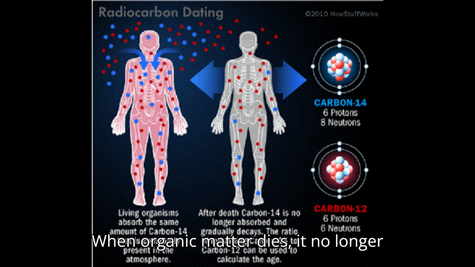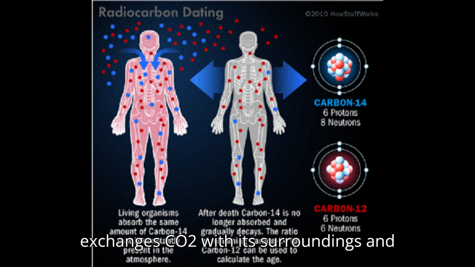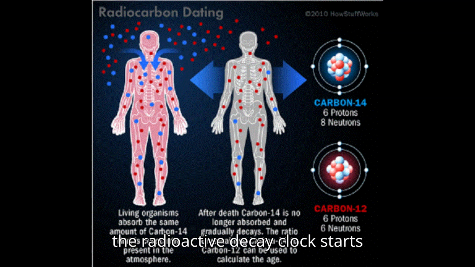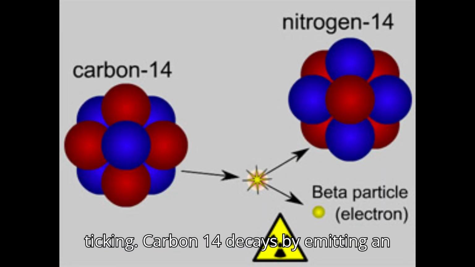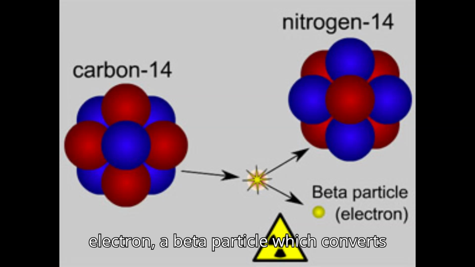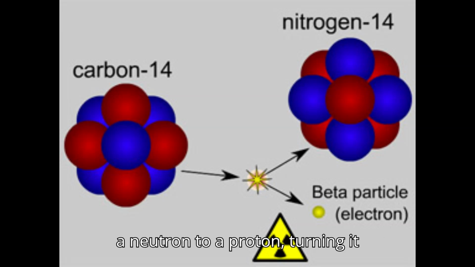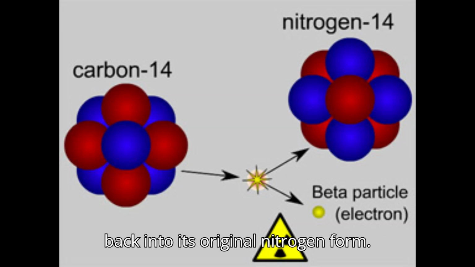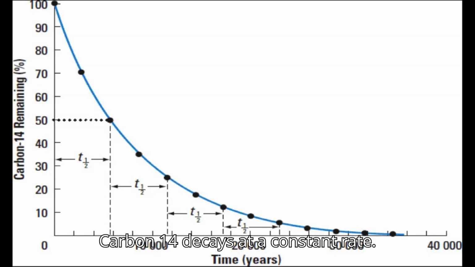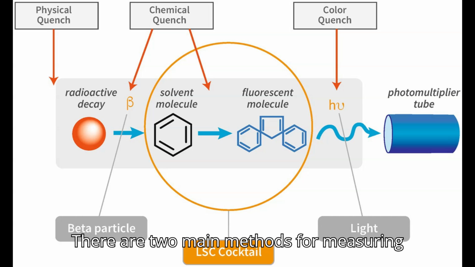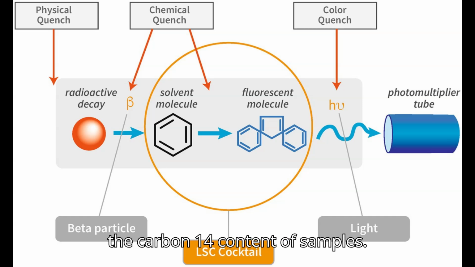When organic matter dies, it no longer exchanges CO2 with its surroundings, and the radioactive decay clock starts ticking. Carbon-14 decays by emitting an electron, a beta particle, which converts a neutron to a proton, turning it back into its original nitrogen form. Carbon-14 decays at a constant rate, with a half-life of 5,730 years. The half-life is the time it takes for an amount of radioactive isotope to decay to half of its original value.